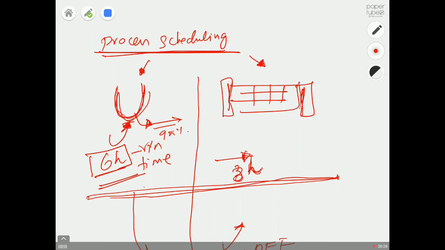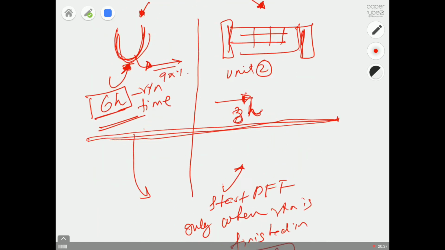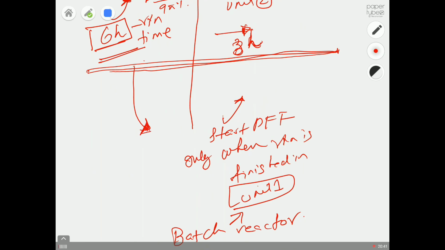The whole purpose of doing this process scheduling is that we are going to fix the time, so that unit 2 will start only when the reaction is finished in unit 1. So there will be some relationship between the starting time of unit 2 and the ending time of this batch process of unit 1. Something like that. They call it a master and slave relationship between these two units.